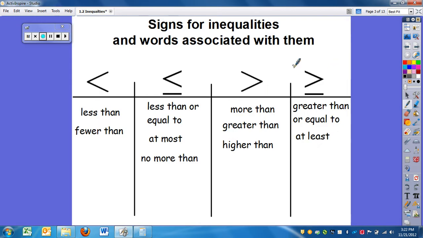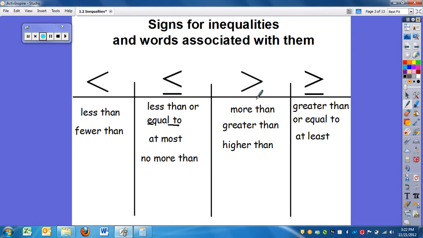Alright, so our inequality signs, these are words associated with these inequality signs. We have the less than symbol, which means less than or fewer than, and there's probably a few others you can come up with. This is less than or equal to. Again, notice the only difference is the bar. The bar means then we are equal to. It can also mean at most or no more than.